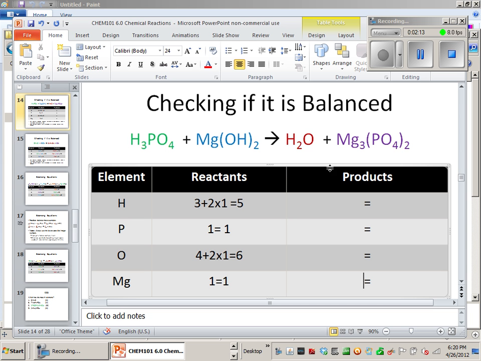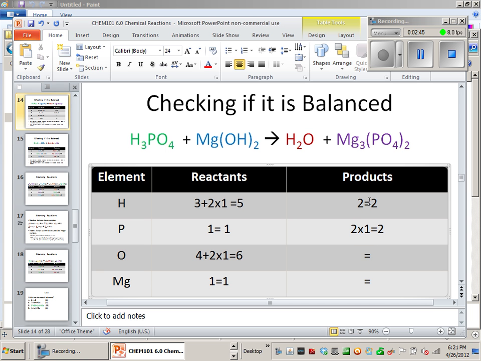Okay, so if I look at the products, how many hydrogens do I have in the products? Just 2, right? Just from the hydrogen, from the oxygen. So how many phosphoruses do I have in the products? Who votes for 1? All right, there's 2. 2 times 1, so there's 2.